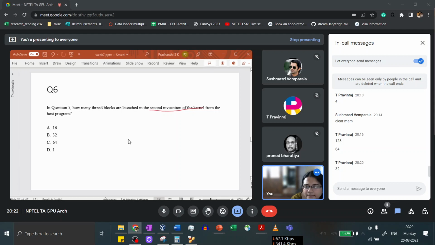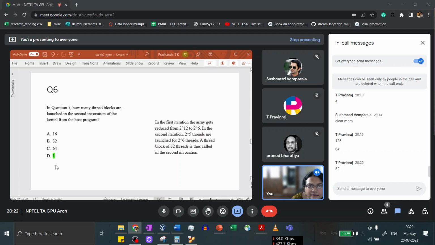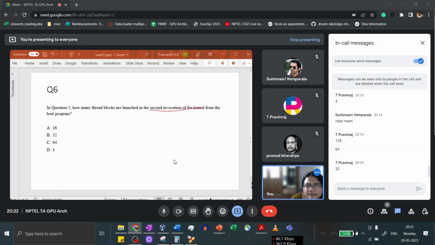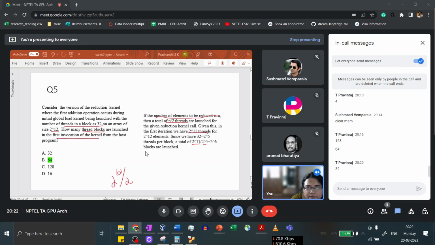Okay, let's look at the answer. It is actually 1. So let's see how that is. When we left off after the first invocation, we said that there would be n by 2 threads launched for n elements, and in this call we figured out that we need 2 power 11 threads.